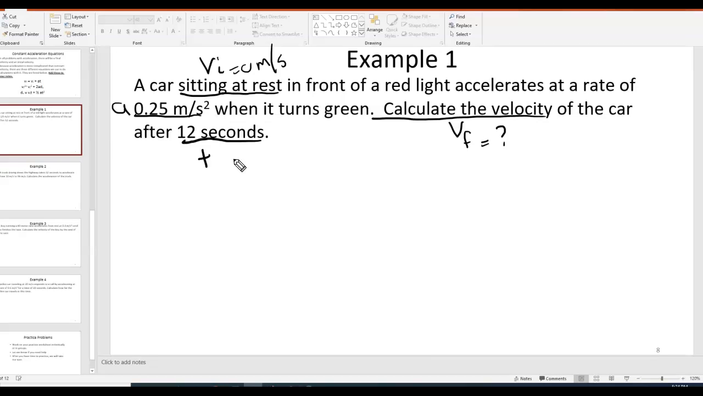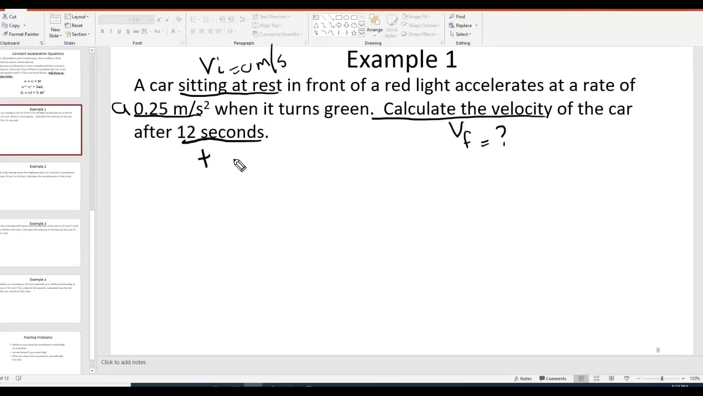1 of them should be unknown. So in this case, we have Vi, A, and T as my 3 givens, and I have 1 unknown. That's Vf. Listen carefully. There is only 1 equation that has those 4 things in it. So the answer to the question, how do you know which equation to use? You only use the equation that has those exact 4 things in it.